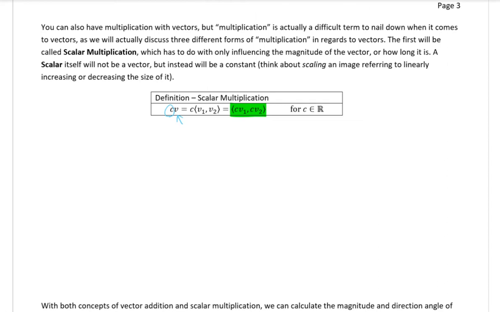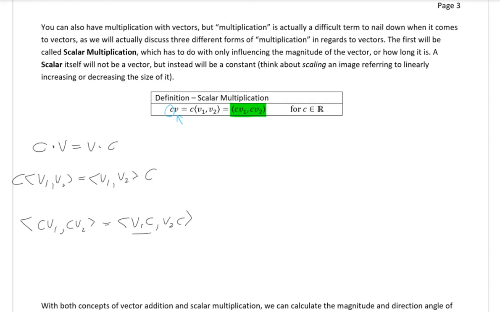These are also pretty easy to confirm with the different properties. For example, the commutative property: c times v equals v times c. Well, c times v is c times v1, v2. v times c is v1, v2 times c. That is still going to result in the same thing overall. This one gives you cv1, cv2, and this one gives you v1c, v2c. By the commutative property of multiplication, we know these are the same thing, so that's validated.